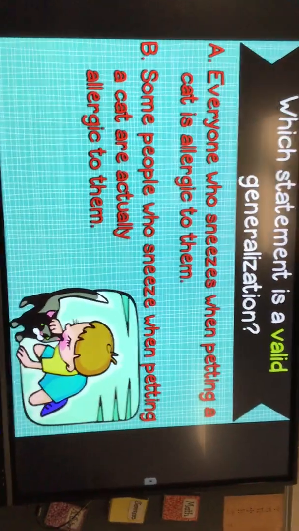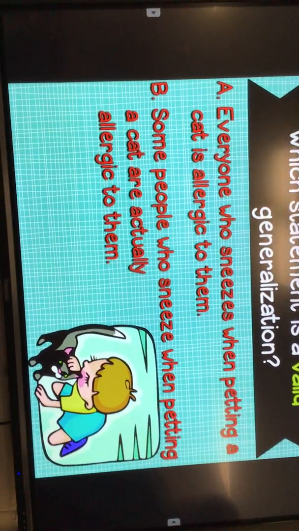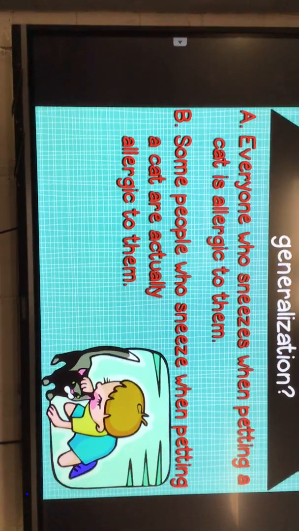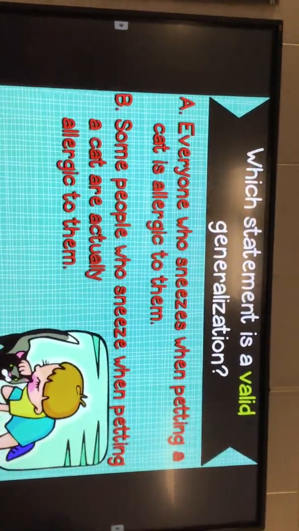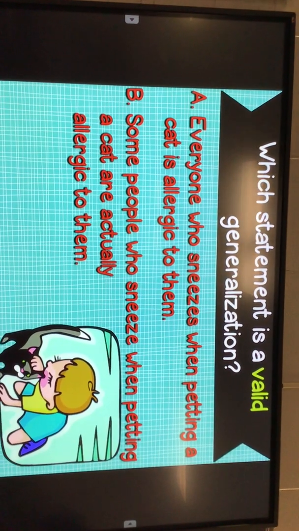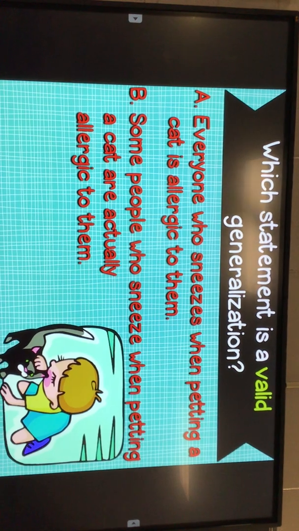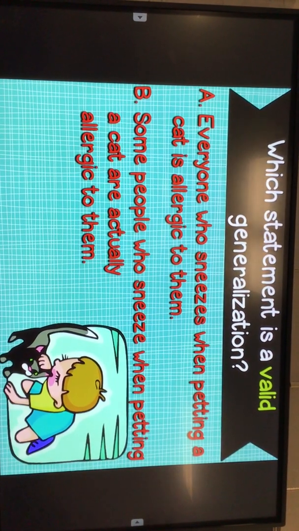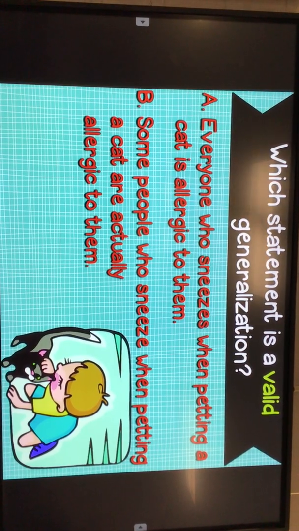Now, ready? This is going to be an A or a B. Which statement is a valid generalization? Is it A, everyone who sneezes when petting a cat is allergic to them? Or is it B, some people who sneeze when petting cats are actually allergic to them? I want the valid one. Is it A or B, 1 or 2? That sounds like going to the optometrist.